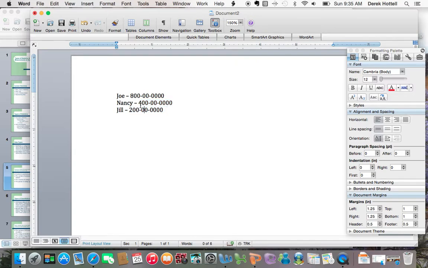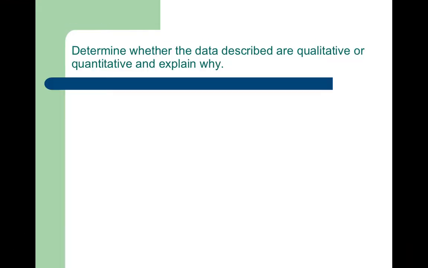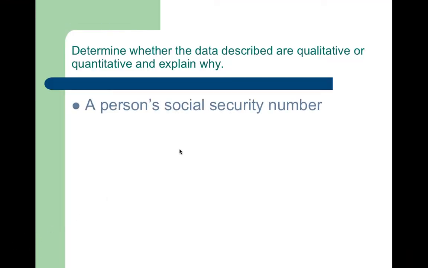It would be inappropriate or inaccurate to say that because Joe's number is 800 and Nancy's starts with 400, that Joe's number is twice as good or twice as whatever. It's not. There's no numeric comparison between these numbers. So because of that, a person's social security number is really just a qualitative piece of data.